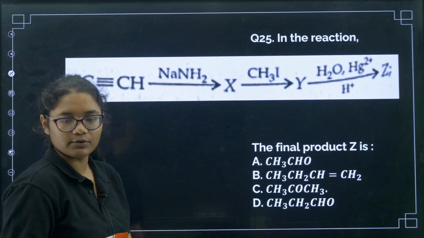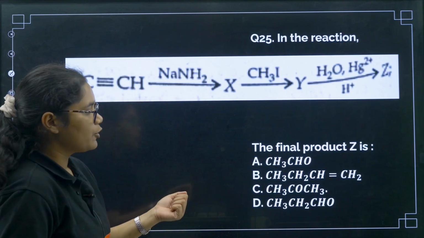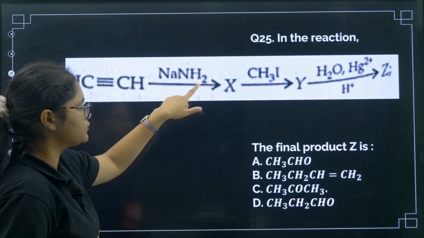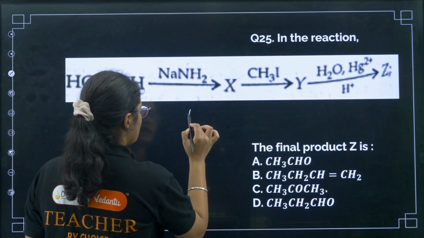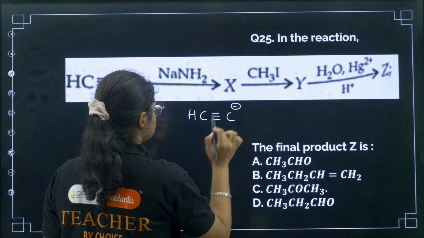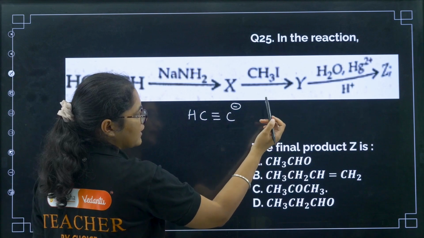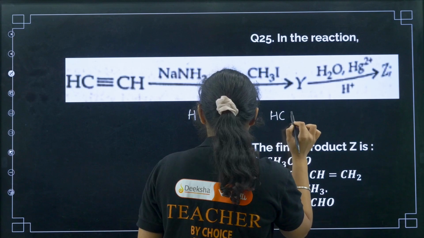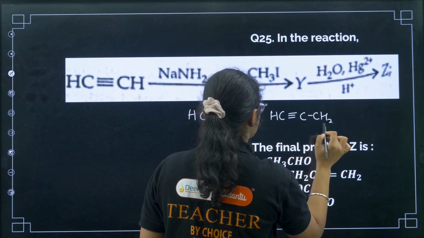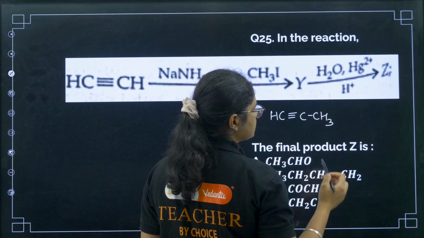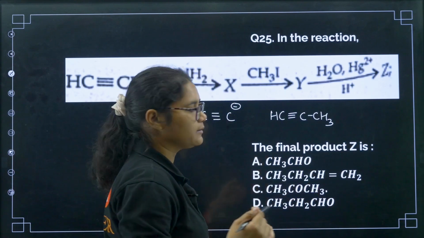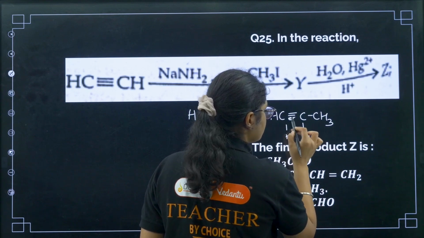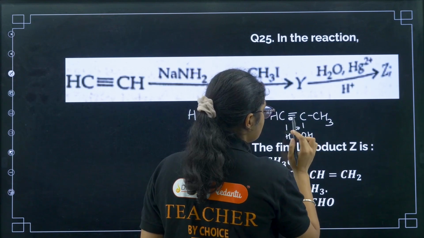Next, in the reaction, I hope this reaction is visible. The final product Z is... So first you do NaNH2, okay, this is a base, so this H minus will be abstracted. I will get C minus here. Now if you treat with CH3 and I, so CH3 is plus, I is minus, C will attach to CH3, so I will get CH triple bond C CH3, okay. Now if you add H2O and Hg2 plus, OH will attach following Markovnikov's rule. So here OH will attach, and here H will attach, this bond will break, and after that tautomerization will take place.